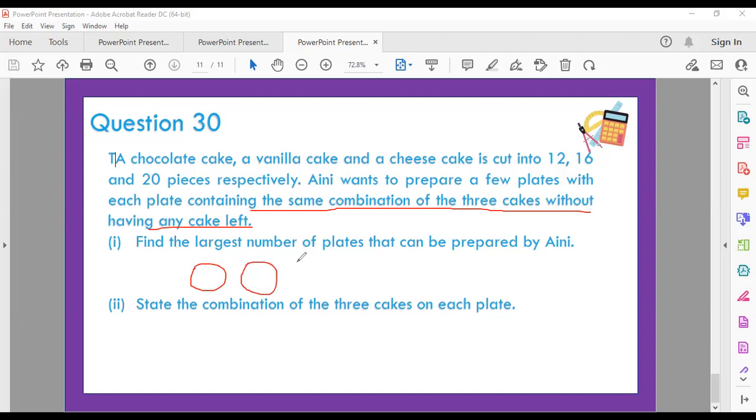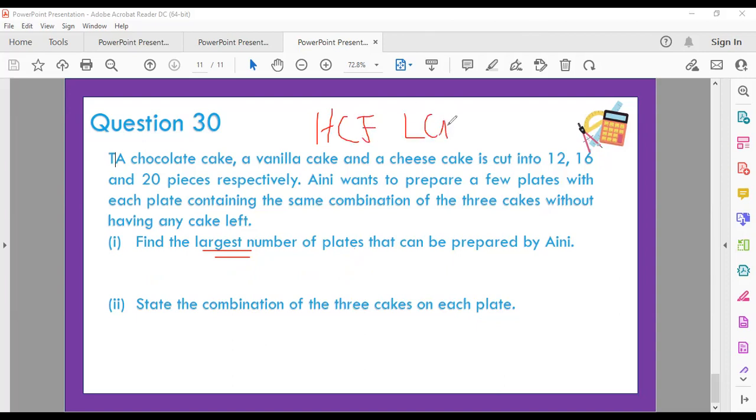We do not know how many plates. It could be 3, could be 5, or whatever. We've got to find it, but we can't use the drawing method now. We have learned about factors and multiples. So what are we going to find? We either find the highest common factor or we find the lowest common multiple. There is a clue here: largest, highest. You see that? So now we find the highest common factor for 12, 16, and 20.